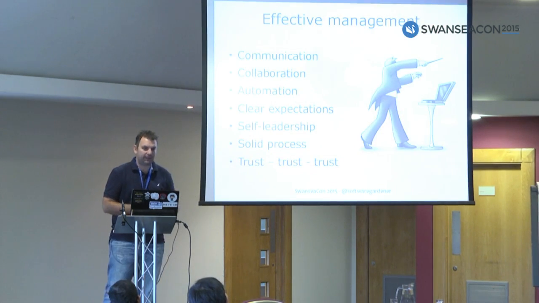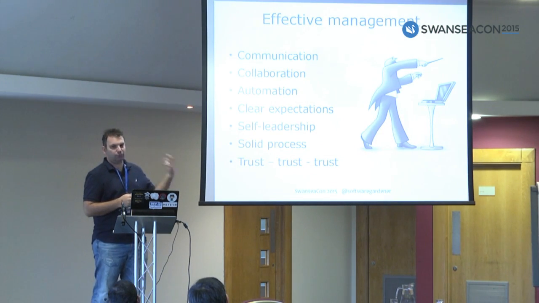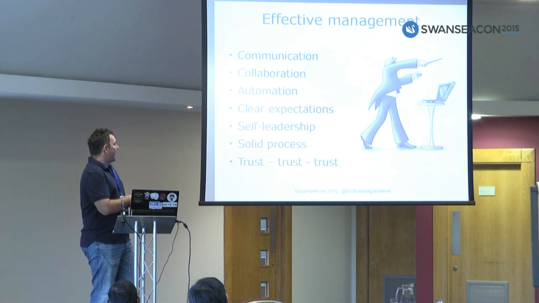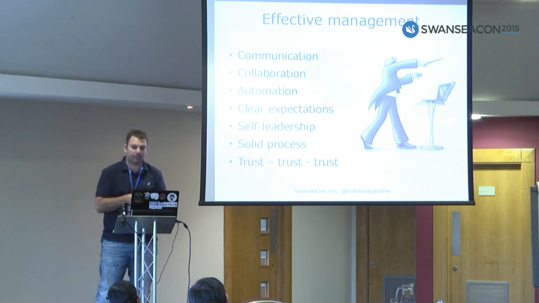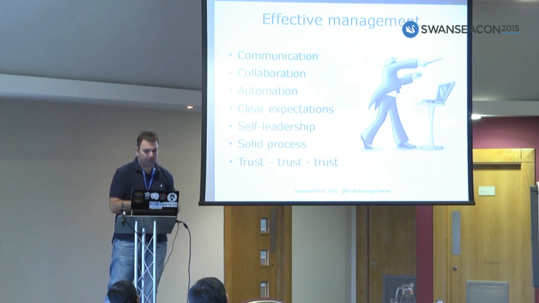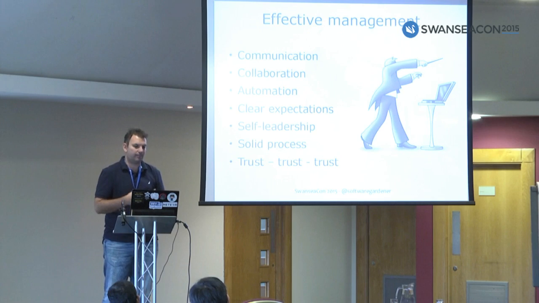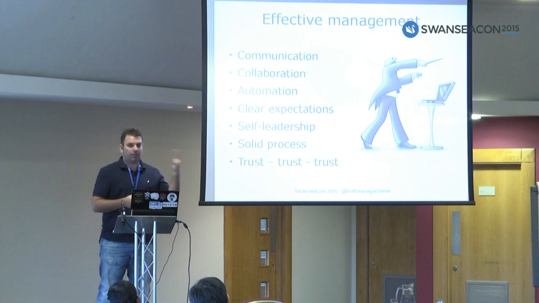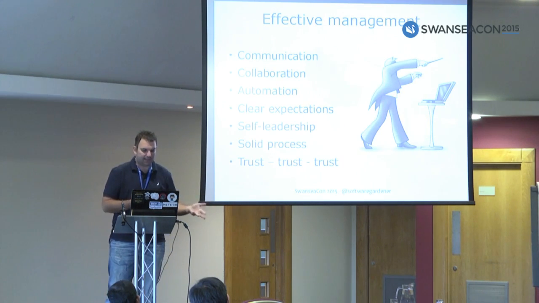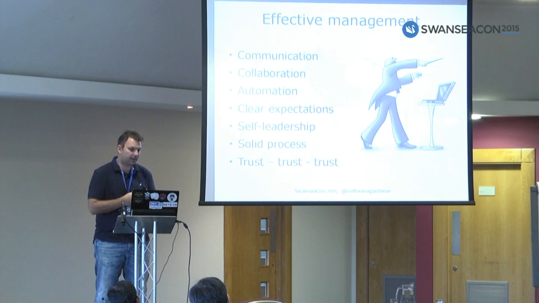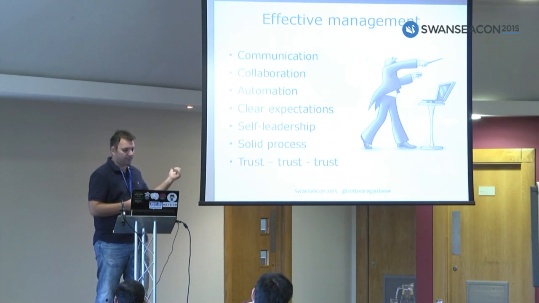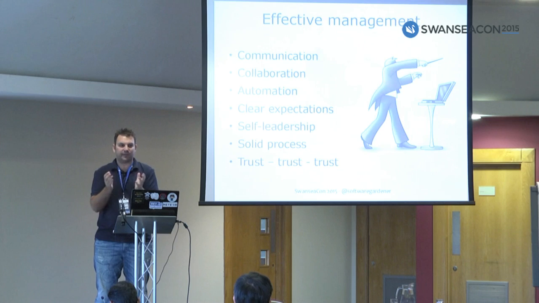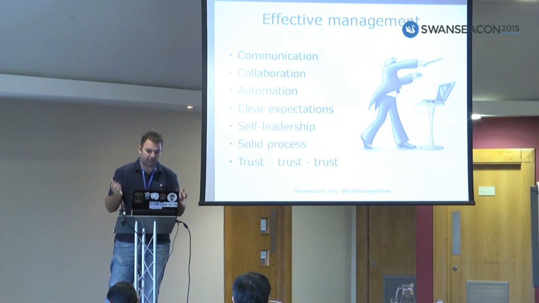So after the building of a team, it comes to manage them. I identified 6 different axes that probably there are more, but these are the most important that will let you manage effectively all these things. There's communication, collaboration, automation. It's important more than ever in this case. Clear expectations, self-leadership, and solid process. And all this stuff again is to create all this trusted environment between the management and the team and all the colleagues.